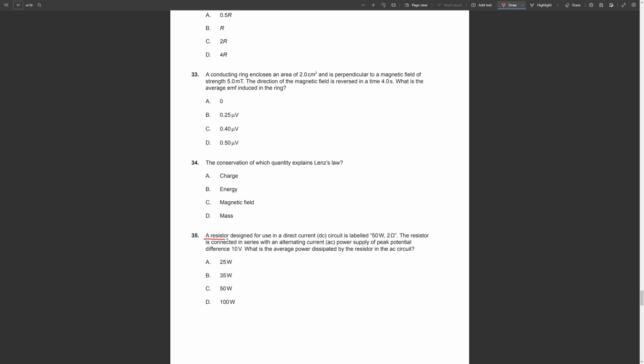Question 35. You have a resistor with these labeled values connected to an alternating current circuit, and there is a peak voltage of 10 volts. And we are looking at the average power dissipation. The average power dissipation can be calculated as V squared over R. Of course, you should use the RMS value if you are after the average power dissipation. The RMS value is the peak value divided by root 2.